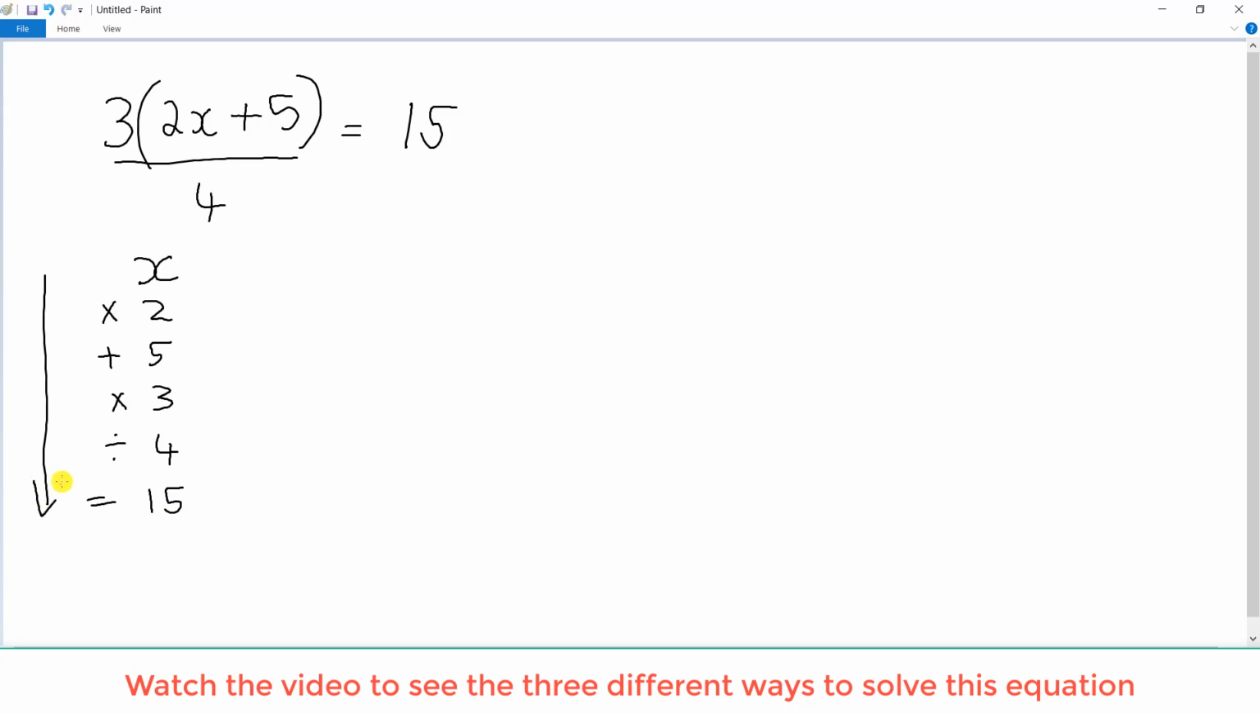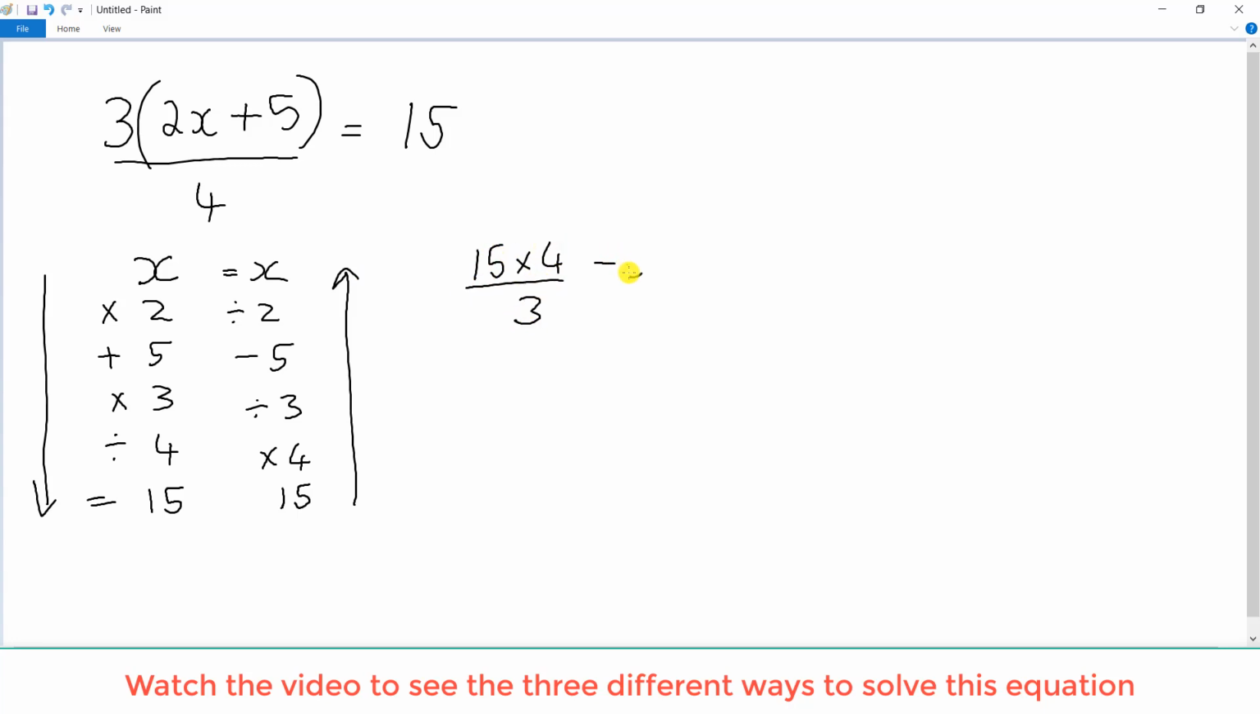That's the forward story. We want to work backwards, so we're going to do opposites. We're going to multiply by 4, divide by 3, subtract 5, and divide by 2 to find x. So going backwards, it becomes 15 multiplied by 4, all divided by 3, then subtract 5, then divide all of that by 2 to find x.